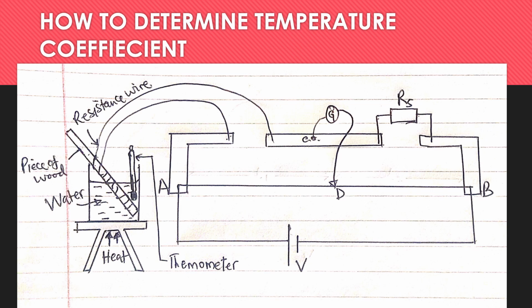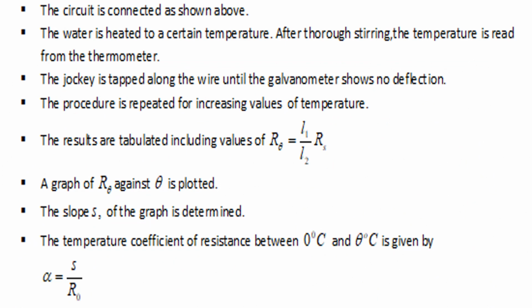So the procedure for determining the temperature coefficient of resistance is this. The water is heated to a certain temperature. After thorough stirring, the temperature is read from the thermometer. The jockey is tapped along the wire until the galvanometer shows no deflection. The procedure is repeated with increasing values of temperature. The results are tabulated including values of R theta. So in other words, you're finding the resistance at a specific temperature.